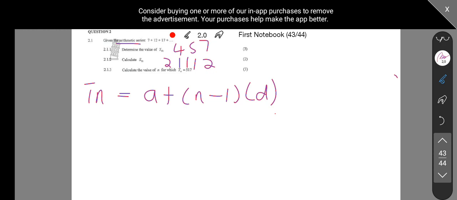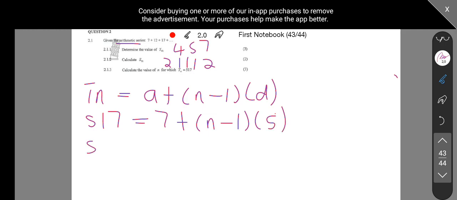We are given Tn as 517, is equal to a, the first term, which was 7, plus n minus 1, and the difference was 5. Okay, we are looking for n. So we say 517, we take the 7 to the left side, it changes its sign, that is equal to, distributing, 5 times n, that is 5n, and 5 times minus 1, that is minus 5.